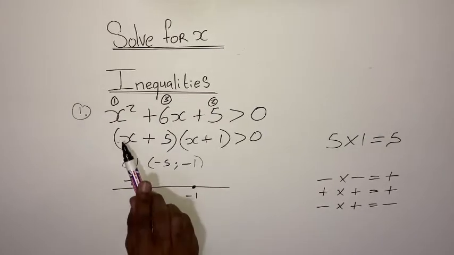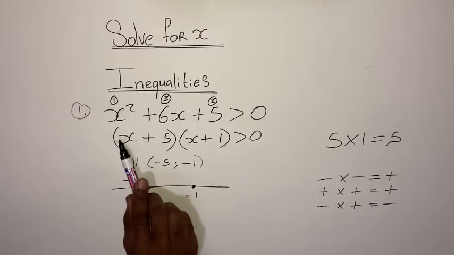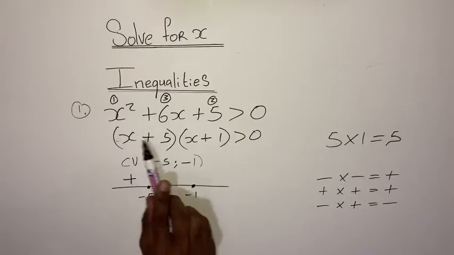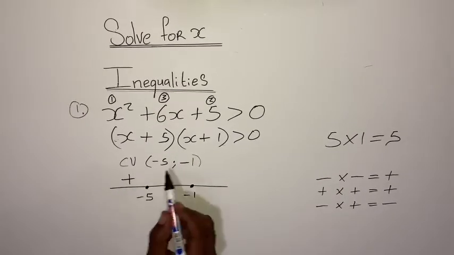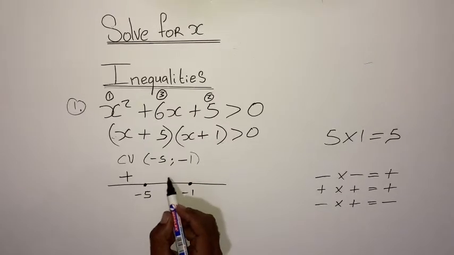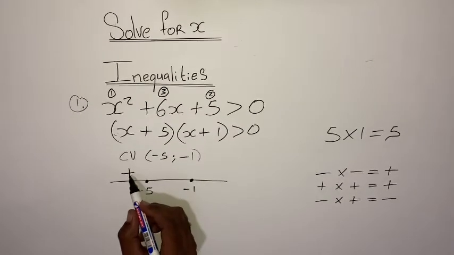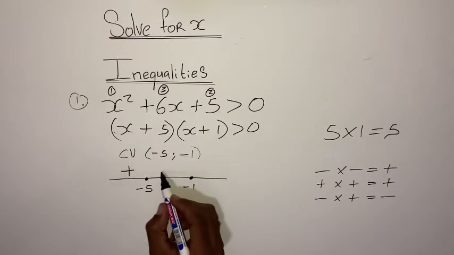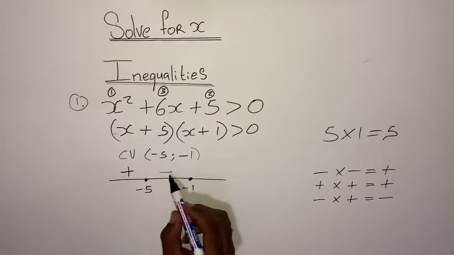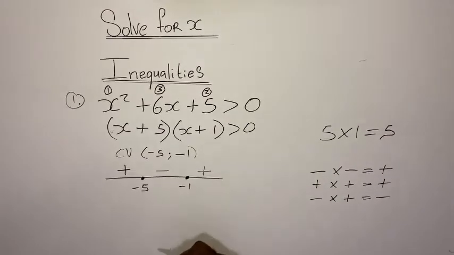Why? Because both these x in brackets have the same sign. So I found my first sign, which is a positive. Because of that, the sign I write next is the opposite of the sign I wrote before. The opposite of a positive will be a negative. Then the opposite of a negative will be a positive.